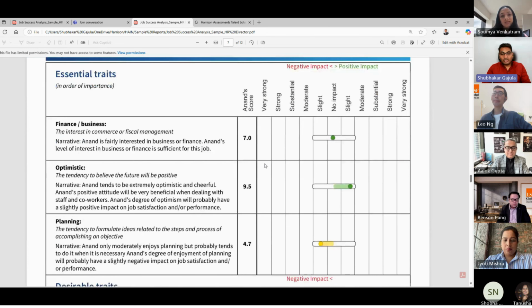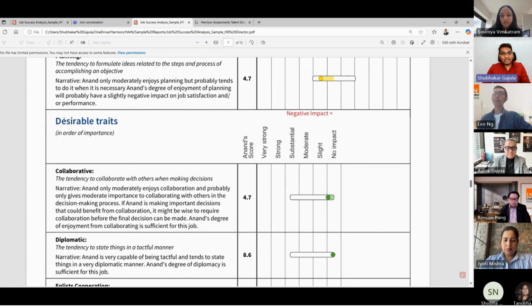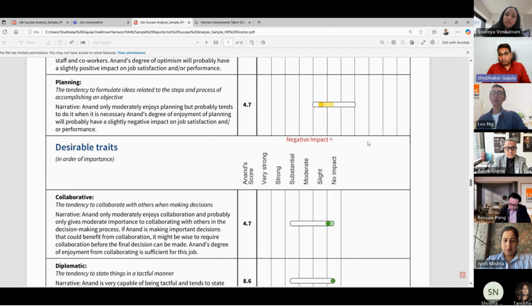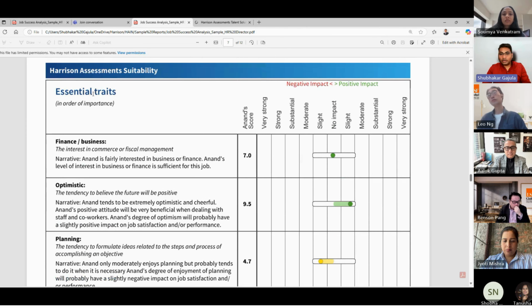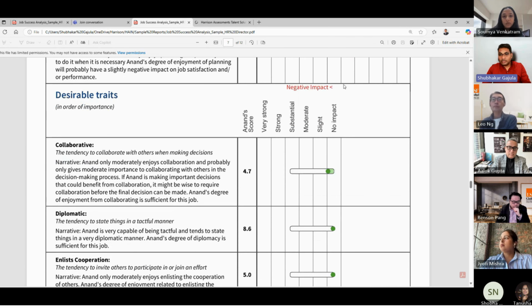Okay, moving on to the next set of traits, these are the desirable traits. Even structurally, you don't see a positive impact matrix here. In the essential traits, you have a negative impact and a positive impact. In the desirable traits, you don't see a positive impact matrix. This goes back to the philosophy of Harrison, wherein we say these desirable traits are good-to-have traits. Having a high score is not a bonus, but not having the required threshold pulls the performance down.